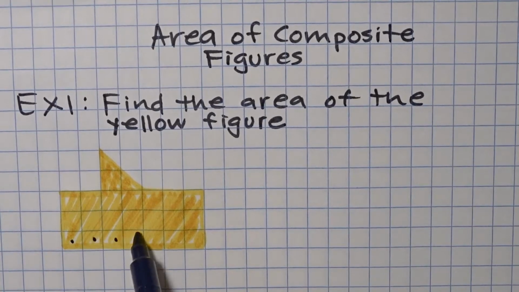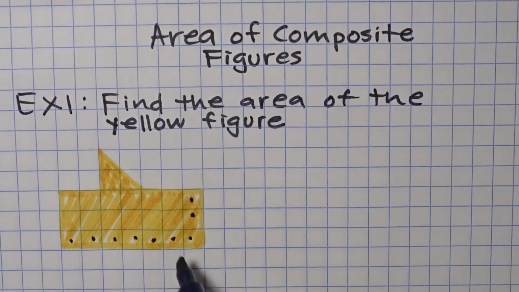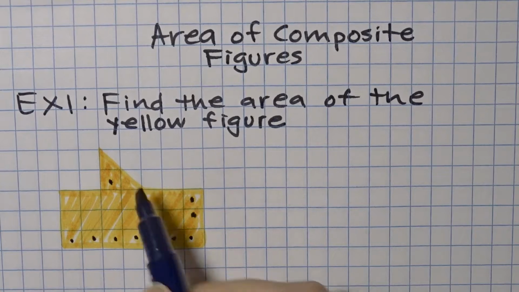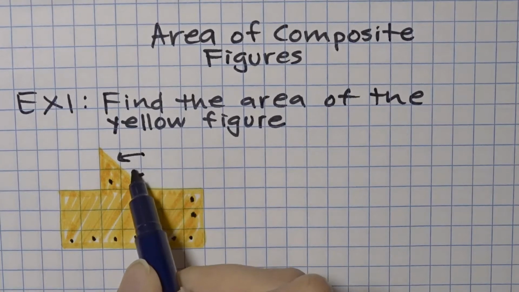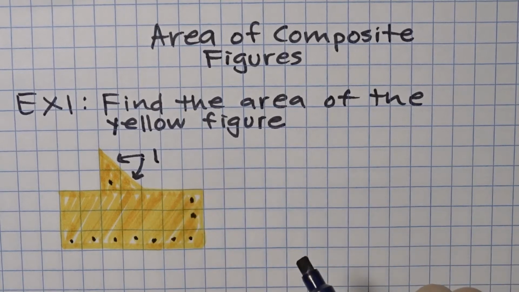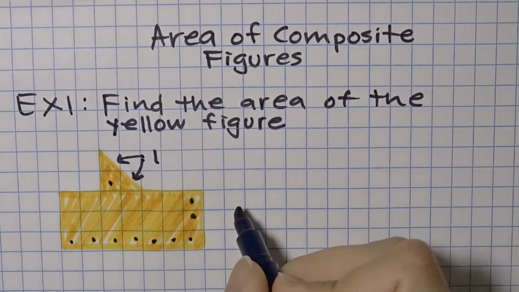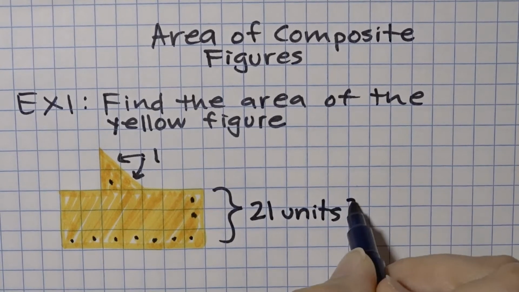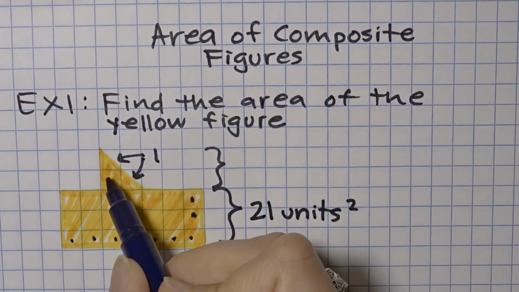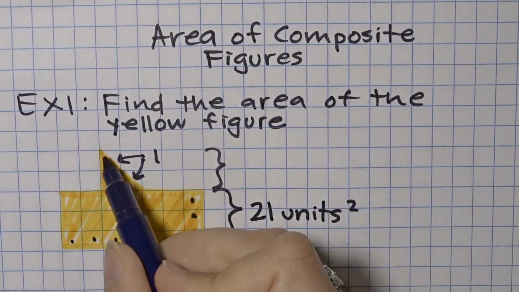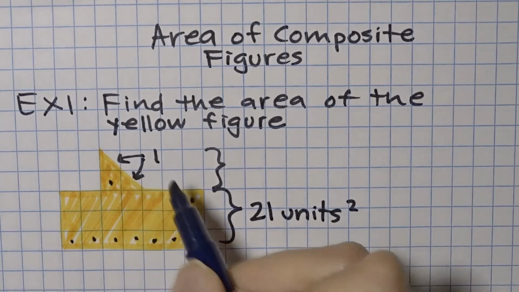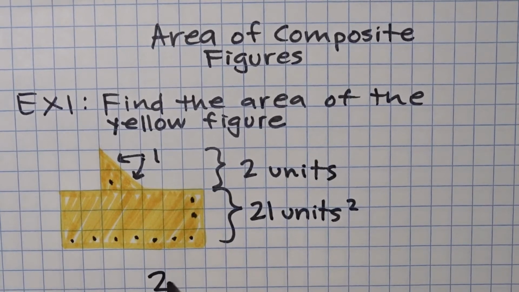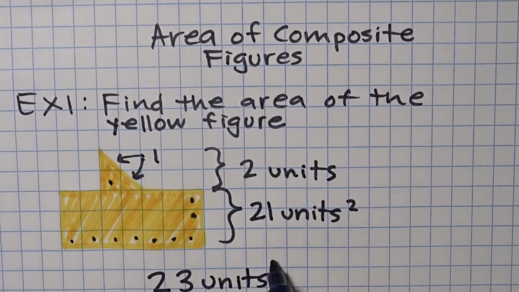So 1, 2, 3, 4, 5, 6, 7, 1, 2, 3. So that would be 21 blocks. That's 22. And then I have half a block here and half a block here. So together, those two make one more. All right? So together on this region, I have 21 units squared. And in this top region, I have 1 here, and then this half and this half together make another whole. So that's 2 units, for a total of 23 units squared.